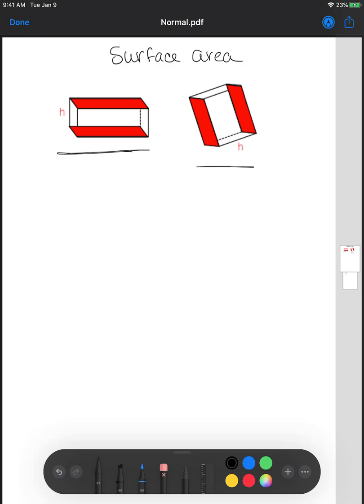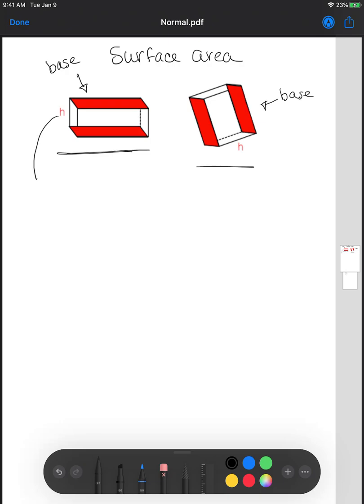The red highlighted part is the base. And I wanted to include this one on the right because it is not always what is on the bottom. So it will be shaded or colored one way or another to tell you which one is the base.